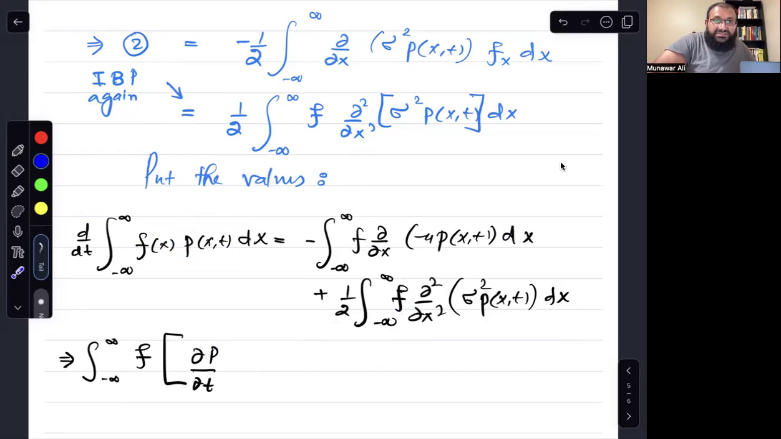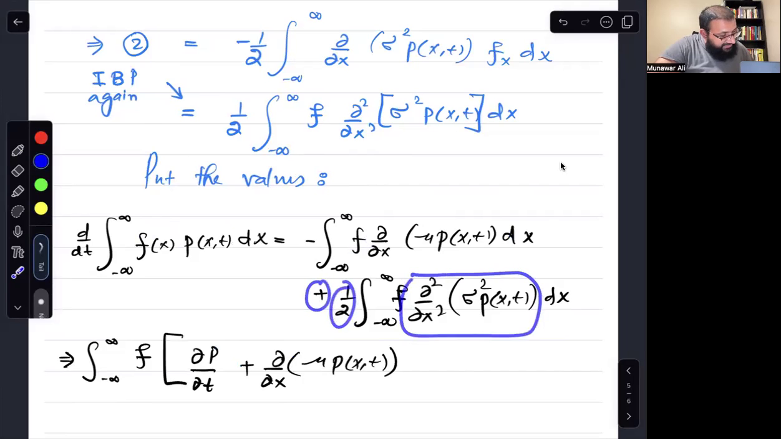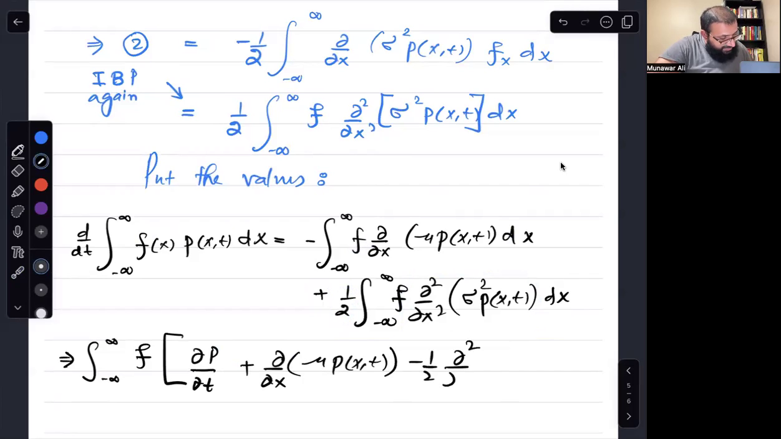This is called differentiation under the integral sign. And then you can see this is minus this term, that would now be plus partial by partial x of mu p(x,t). And the final term becomes minus 1/2 times this term, so minus 1/2 second partial by partial x squared of sigma squared p(x,t). Then I have dx equal to 0.